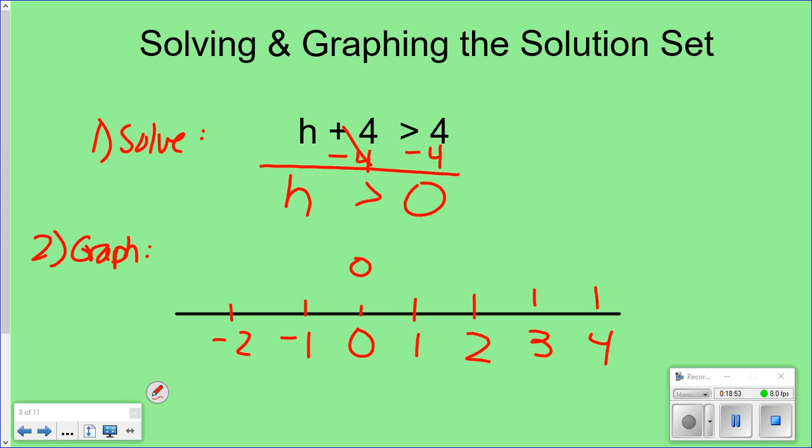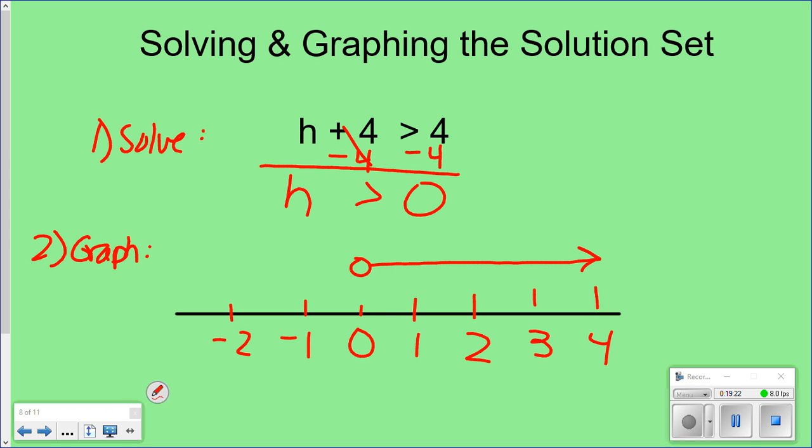Now here's what I say to myself, and you've been doing this already. What can h be? If h is greater than 0, what are some things it could be, Owen? 1, 2, 3, 4, 5. Well then, that's all these numbers right here, right? So I'm going to take my dot and make an arrow this way, because every one of these numbers can be put in here to make it true. And that's my graph.